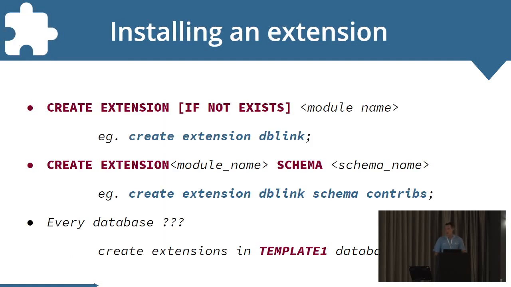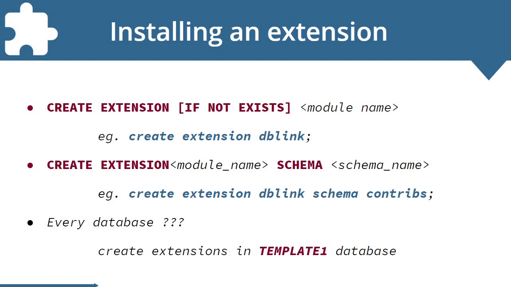So, installing an extension. All of the extensions I'm going to talk about today are part of the contrib folder, so there's no additional modules to download. You can just carry on straight from a SQL command window and run CREATE EXTENSION and then your module name, as you can see here: create extension dblink. If it's part of an init script, you can add IF NOT EXISTS, and if the extension exists, it'll just pass through it.